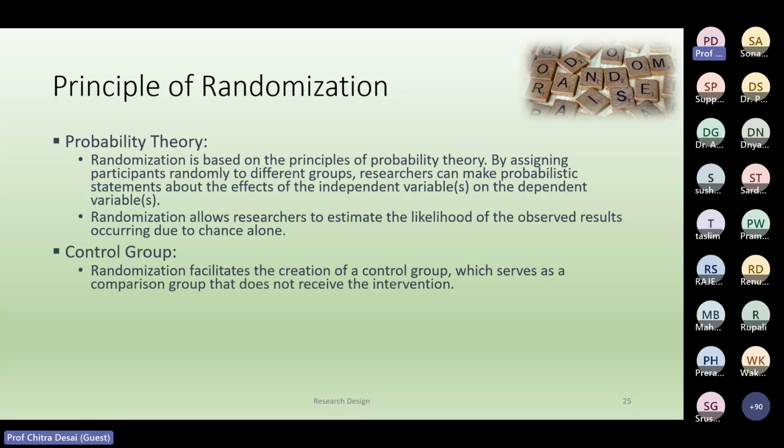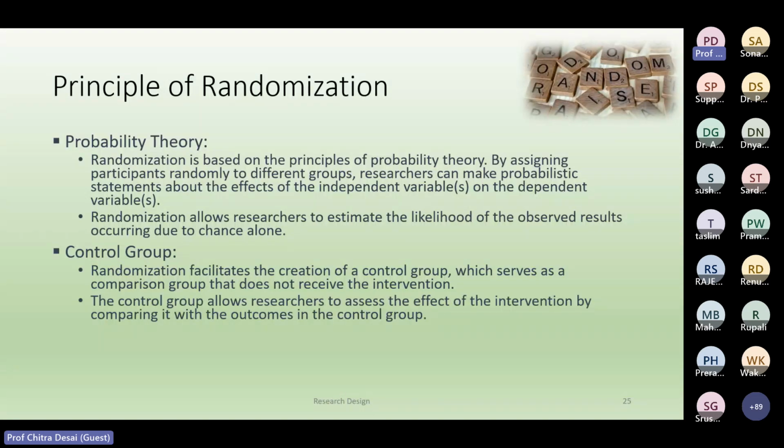The third component that comes into the principle of randomization is the control group. Randomization facilitates the creation of a control group, which serves as a comparison group and does not receive the intervention. So while we talk about control groups, we have to understand that the researcher has to assess the effect by comparing it with the outcome in the control group, because there are certain factors which are affecting the general understanding of the problem statement. Now you are creating an intervention into it and then working it out.